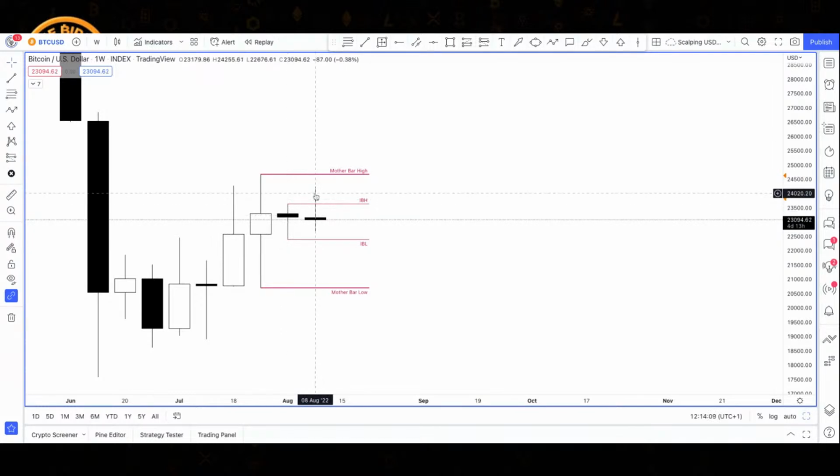We're waiting for one of the highs or lows to be run, price to close back within, and then go to the far side. Or if price closes underneath, starts to break down, then we're looking for lower targets, starting with the mother bar low.